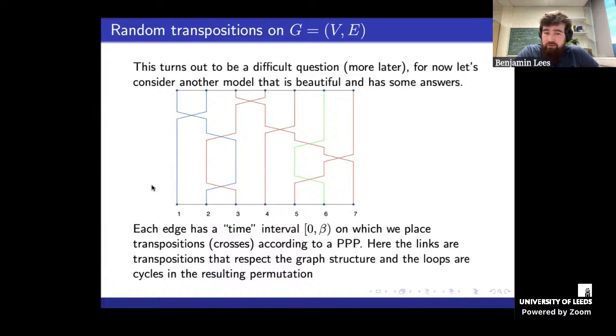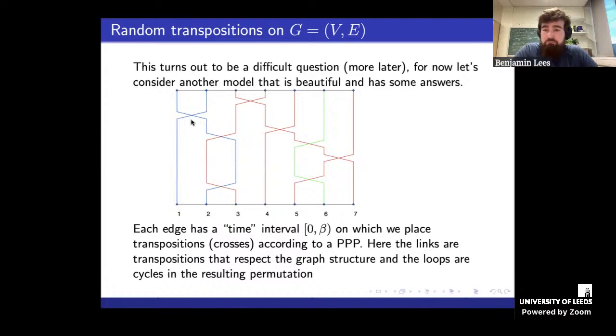And the events of this Poisson process are going to be transpositions that exchange the endpoints, the end vertices of this edge. So we can draw this as crosses here. And so say on the edge 1, 2, we see that up here near the top, there's a transposition that exchanges the vertices 1, 2. And in this way, we build up a random permutation that's built from random transpositions.